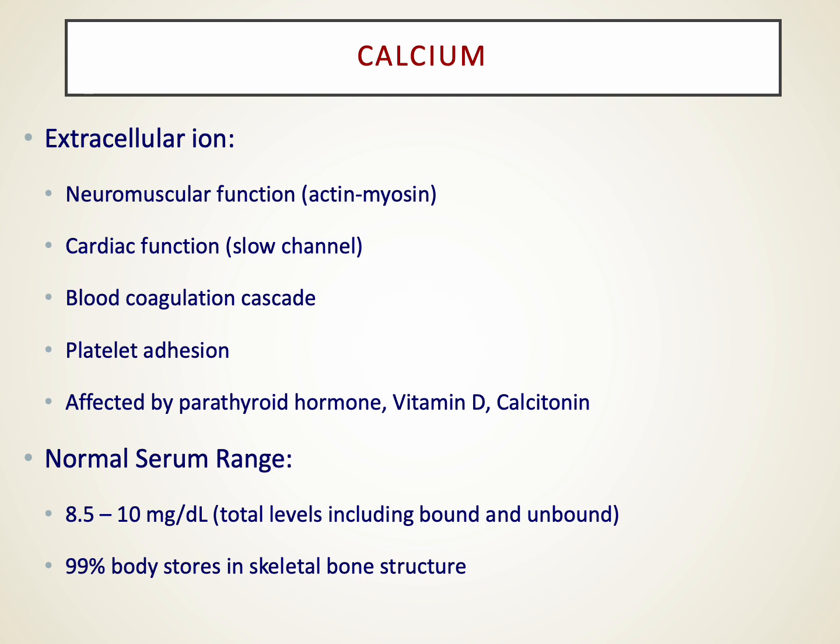Normal serum calcium levels are usually 8.5 to 10, and the total levels include bound and unbound. So if someone has low albumin, you may need to get an ionized calcium level to really assess where their calcium status is. And 99% of calcium is actually stored in skeletal bone. It's released related to the feedback loops involving the parathyroid hormone.